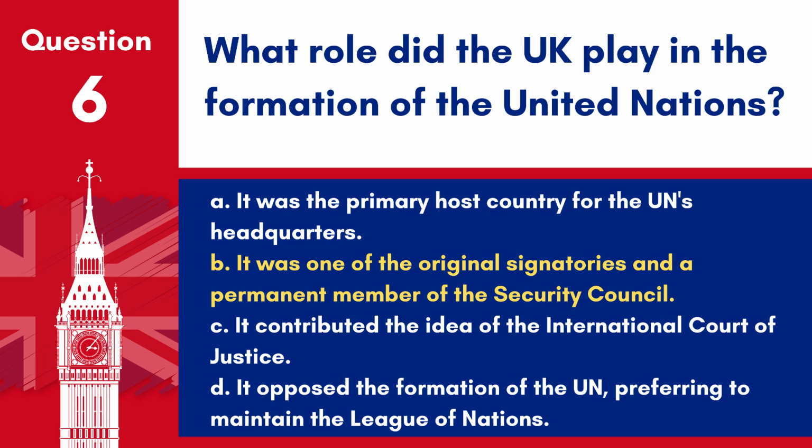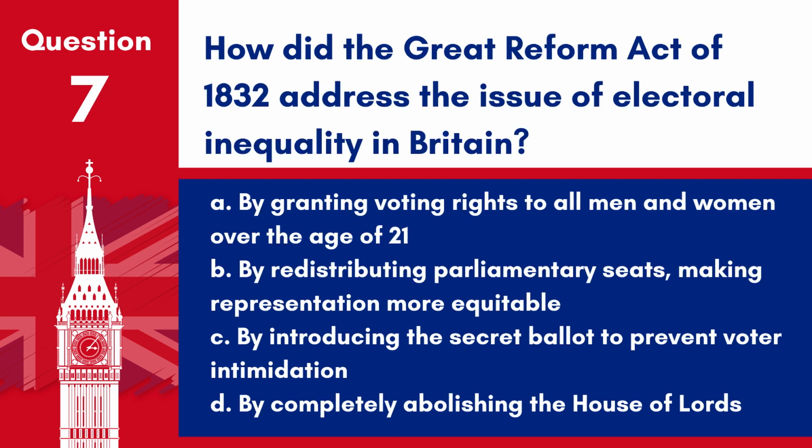The UK played a crucial role in the establishment of the United Nations, being one of the founding members and securing a permanent seat on the Security Council. Question 7. How did the Great Reform Act of 1832 address the issue of electoral inequality in Britain?